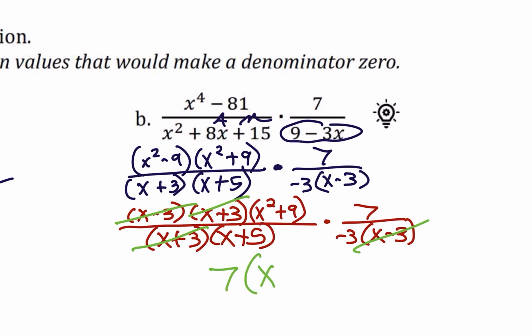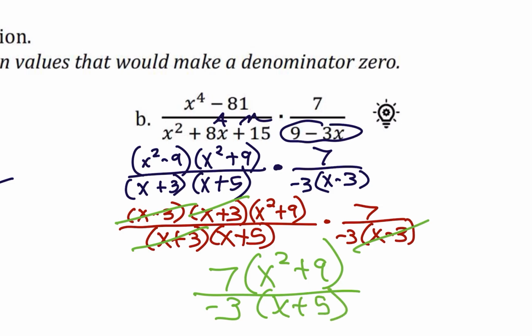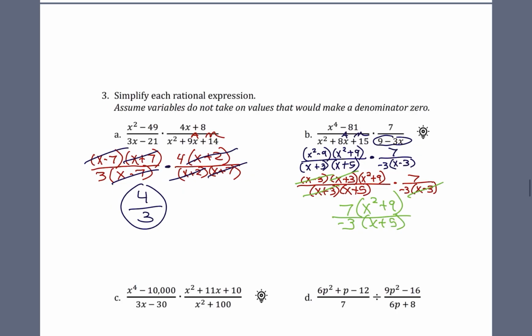So let's see, we are ready for our final answer now. We have 7 times the quantity x squared plus 9, over negative 3 times the quantity x plus 5. By the way, it doesn't matter if the negative sign right here is in the top, off to the side, or in the bottom. You just want to make sure you've only written it once. Okay, let's go to C.